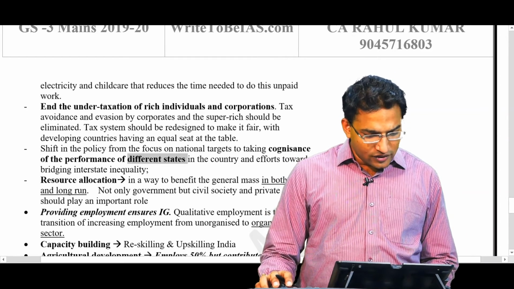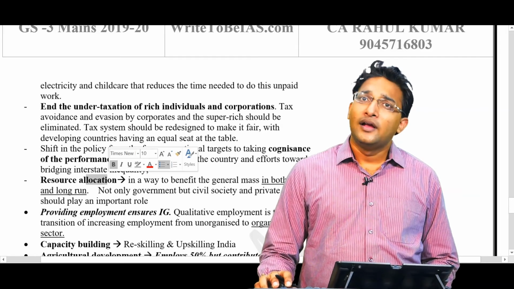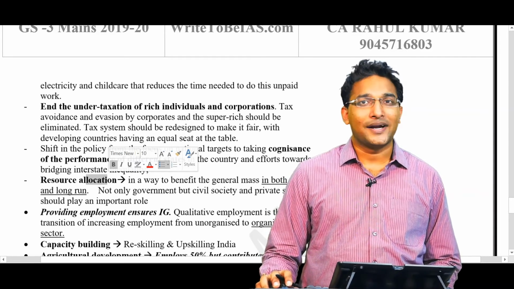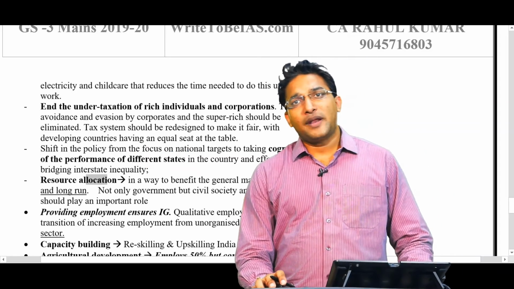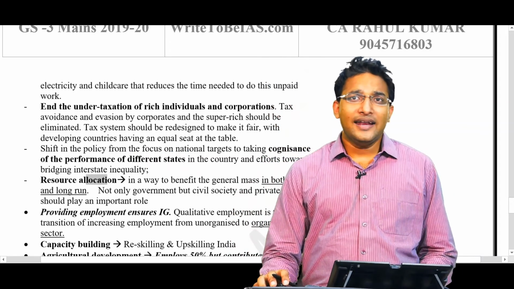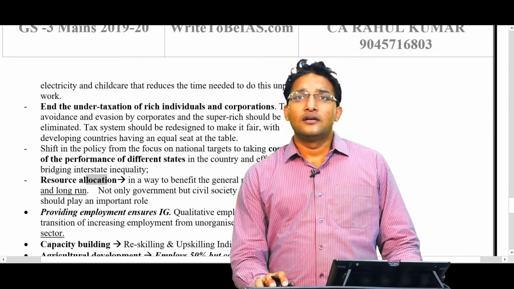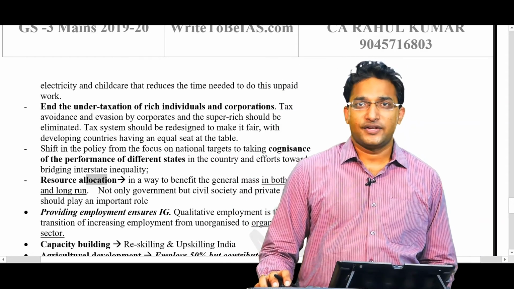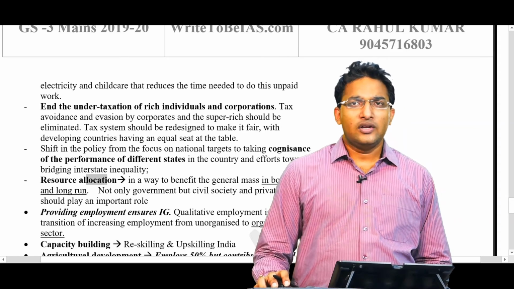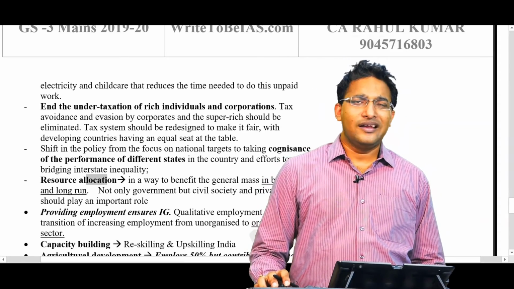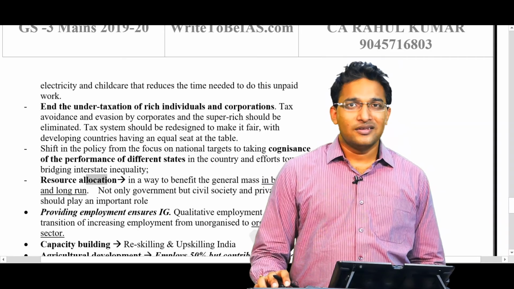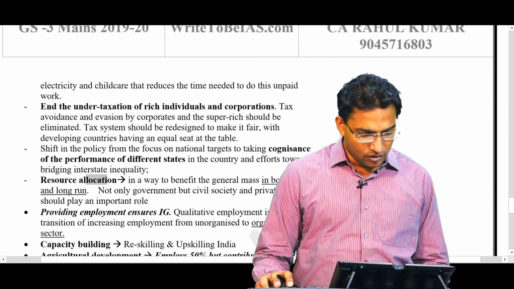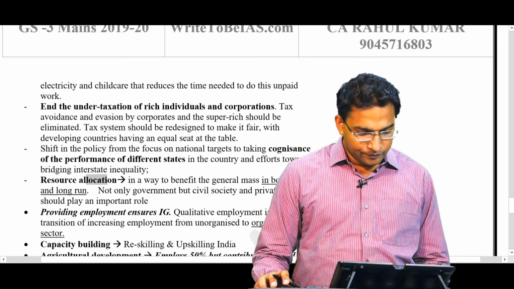Then resource allocation has to be seen in the long term, and not only the government but also the private sector has to participate. The private sector and civil society can ensure the government is providing efficient and equitable resources, right? So in today's time, if you really want good governance, it is not only the government but also the private sector and civil society which have to come to the front.